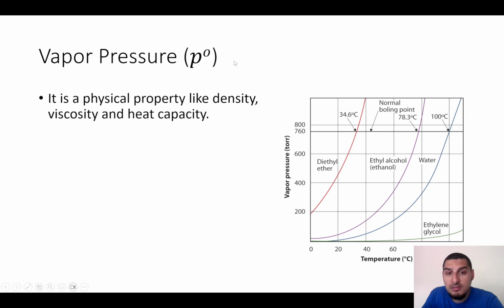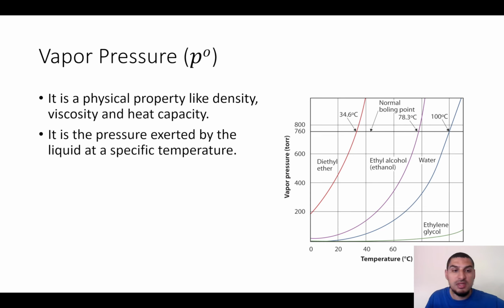And this property depends on the liquid and is a function of temperature. Density is a function of temperature, viscosity is a function of temperature, heat capacity is a function of temperature, and the vapor pressure is a function of temperature. So this is a property of the liquid, and it represents the pressure that the liquid exerts on the surrounding at a specific temperature.